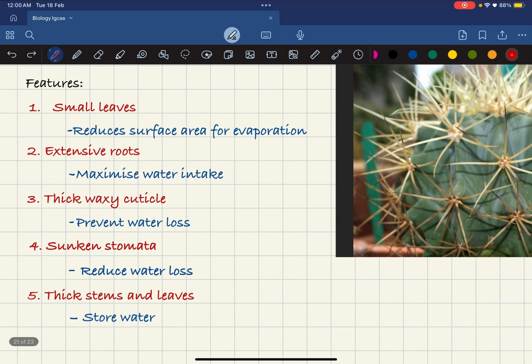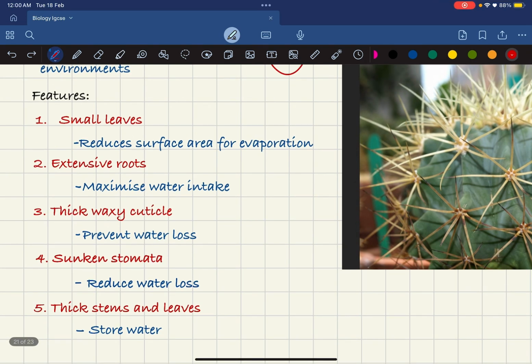Okay, and next is extensive roots. So when cactuses are placed, if you ever dig deep enough, you will see that they have such long roots. That's because they are trying to have as much water intake as possible, so that they don't die due to lack of water.